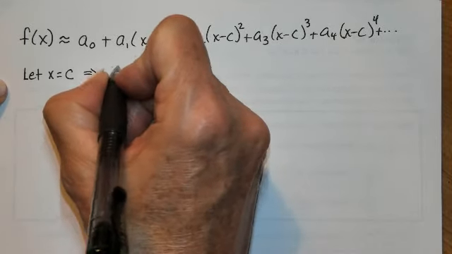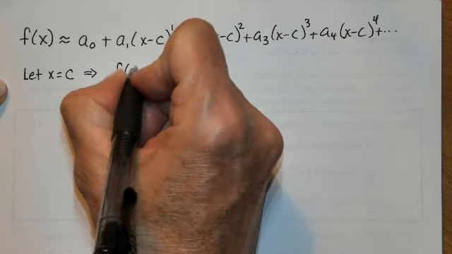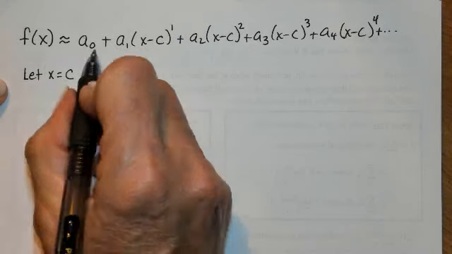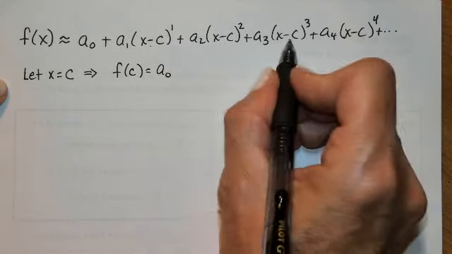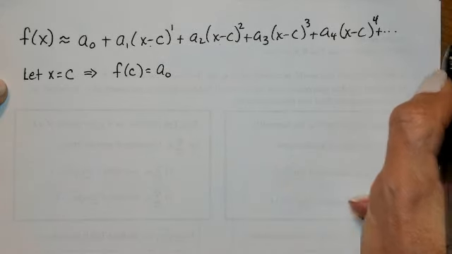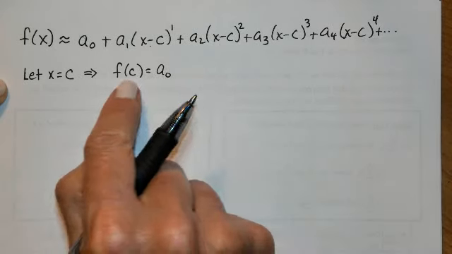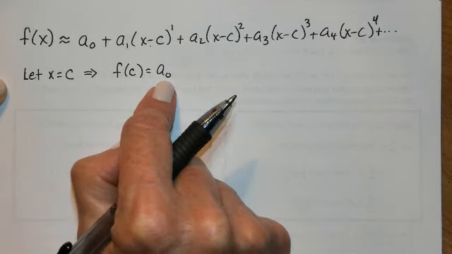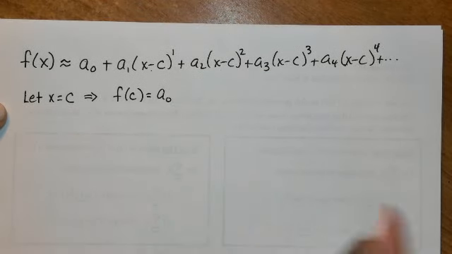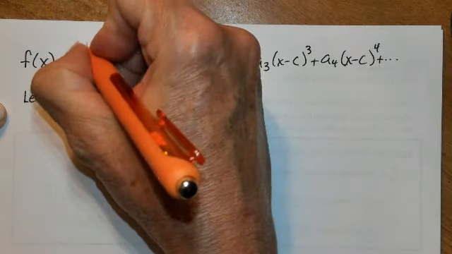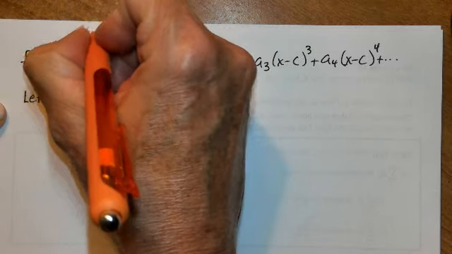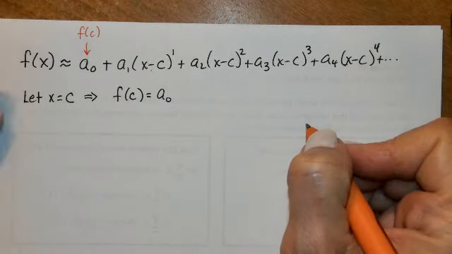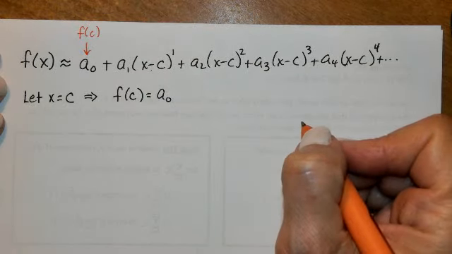So if we let x equal c, f of c would be equal to a sub 0 plus 0 plus 0 plus 0 plus 0 plus 0, on and on and on. So f of c is a sub 0. Well, that's awesome. That means I can now replace a sub 0 with f of c. Cool. Now I know what a sub 0 is.